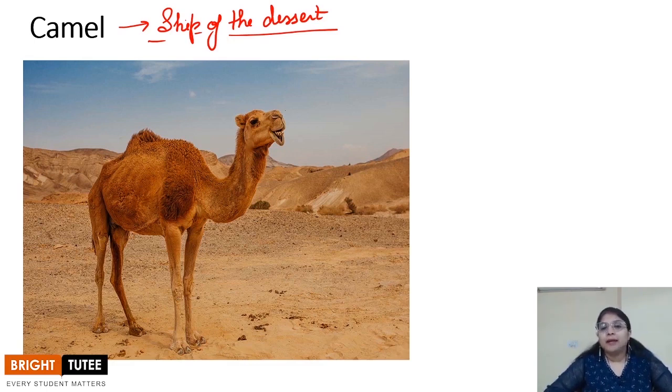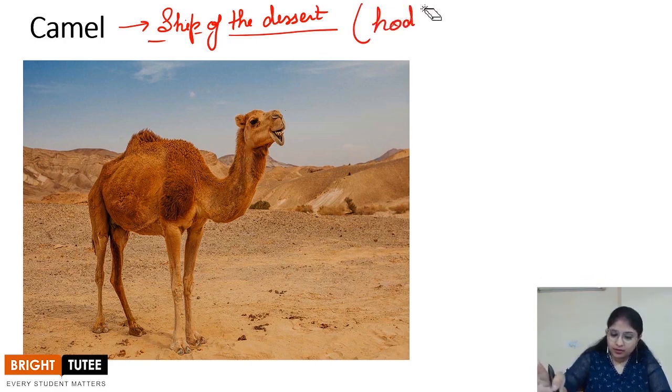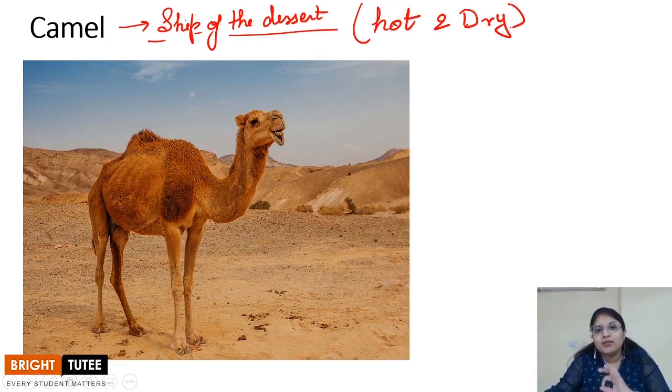So what are the different adaptations, or what are the different characteristics present in this particular animal, which help it in surviving the desert's harsh environment? The environment is hot and dry. When we say hot and dry, that means the availability of water is quite less, and in deserts the temperature rises up to 50 degrees Celsius. So it's quite hot. The body of the camel is such that it helps in survival in these harsh environments.